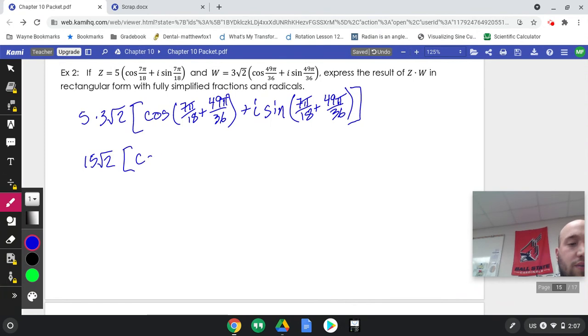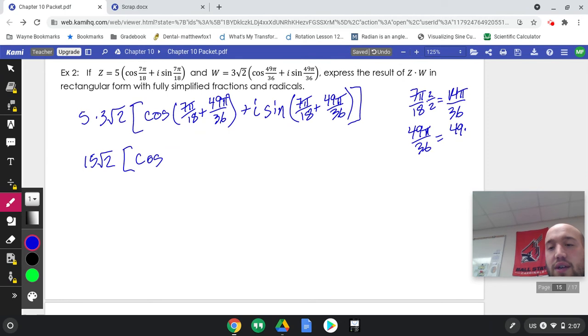Now the cosine, we might need to do this off to the side. If we think about it, 7 pi over 18 and 49 pi over 36. We need a common denominator. If we multiply the top and bottom by 2, that's the same as multiplying by 1 since it's 2 over 2. This becomes 14 pi over 36, which is what we want.